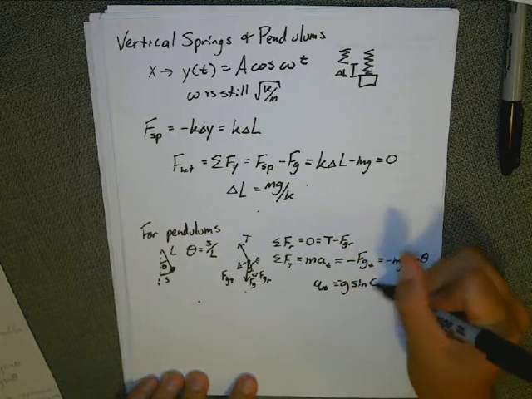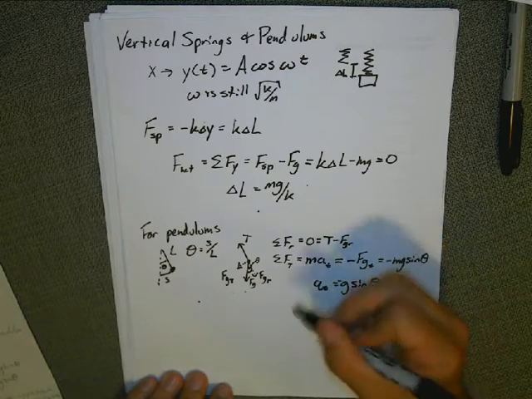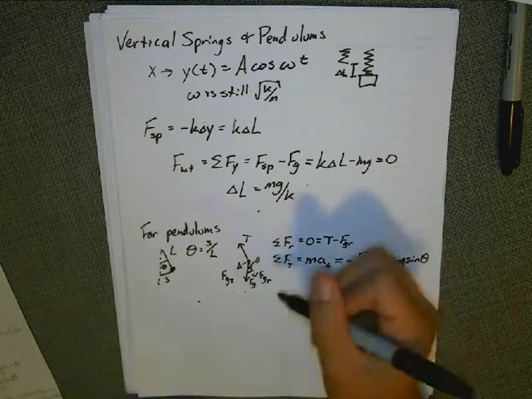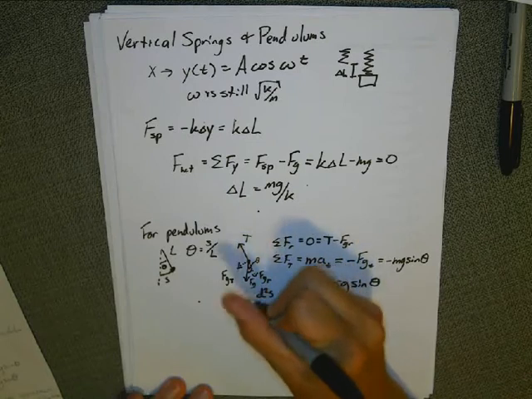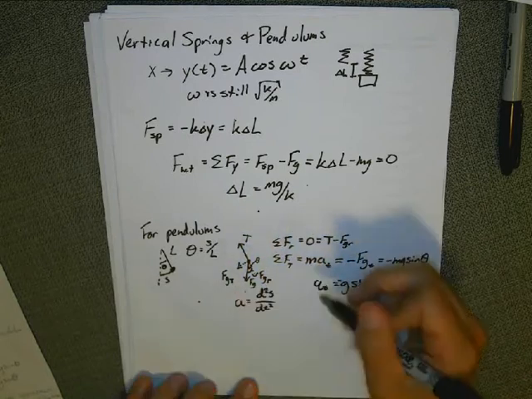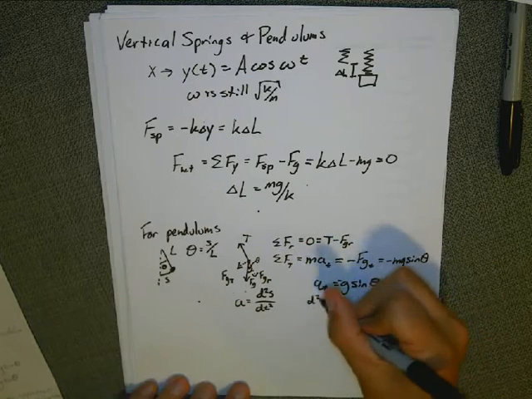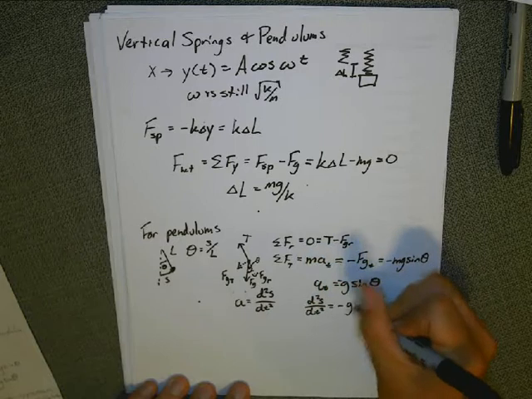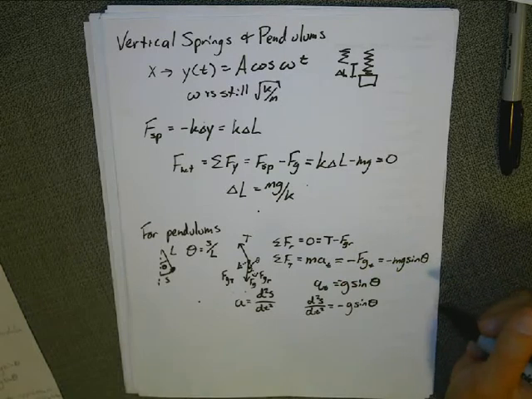Now, remember that the equation for acceleration is the second derivative of position. So that leaves me with the equation of motion for a pendulum.